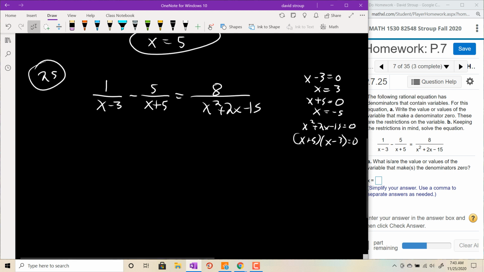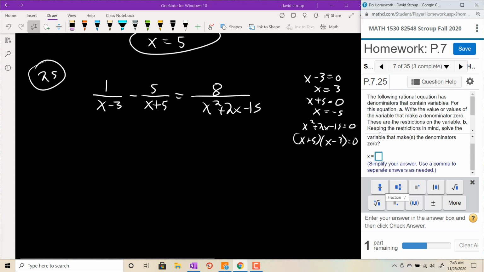So the restrictions are 3 and -5. Make sure you read the directions. You have to separate these by a comma. 3, -5.